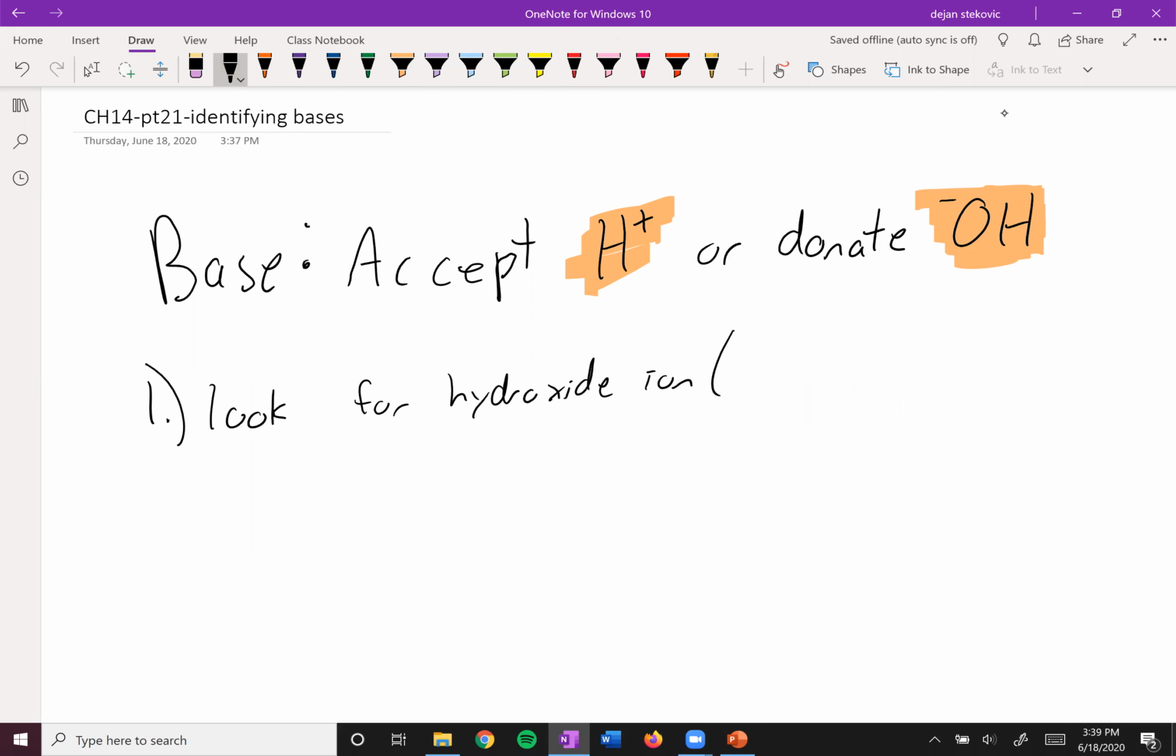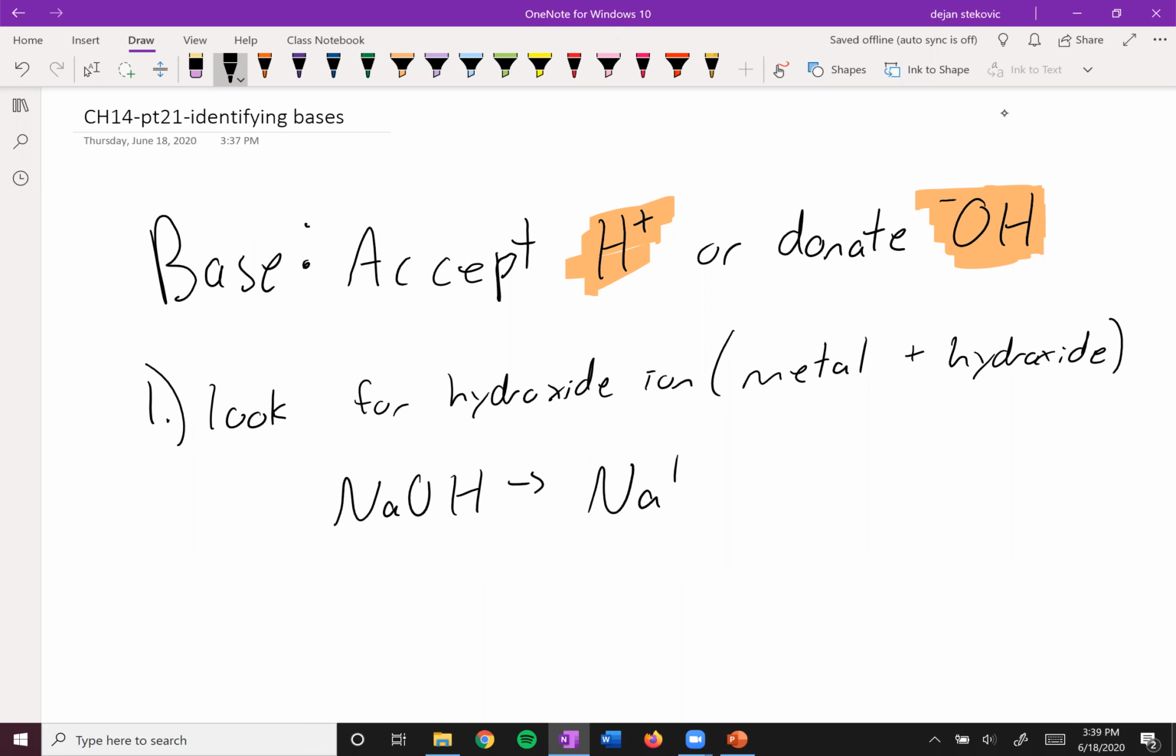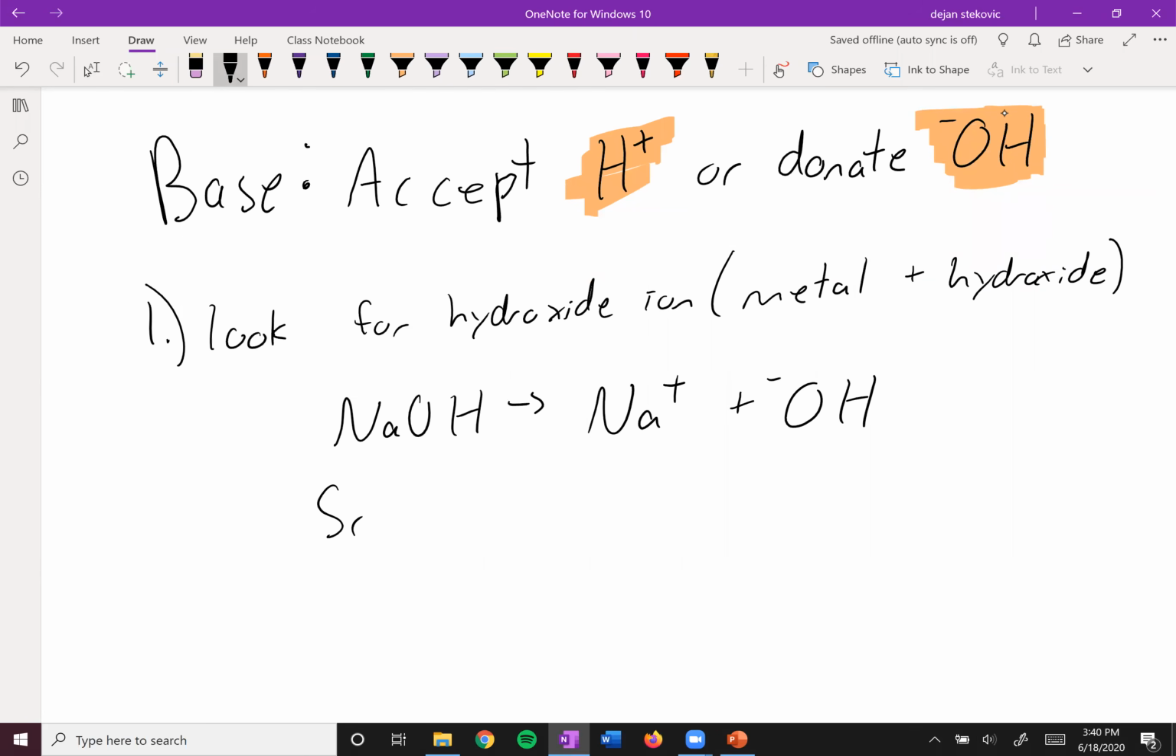And so here we have an ionic compound, so it's going to be a metal plus a hydroxide. So for example, sodium hydroxide, that will act as a base because it will dissociate into sodium plus and hydroxide minus. Strontium hydroxide, here we have two hydroxides, and it will indeed donate both of them.